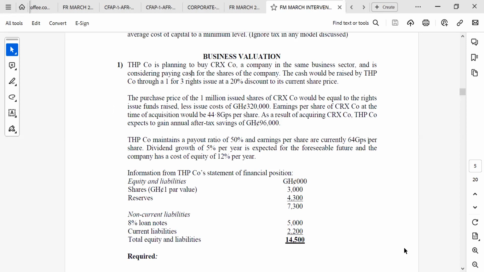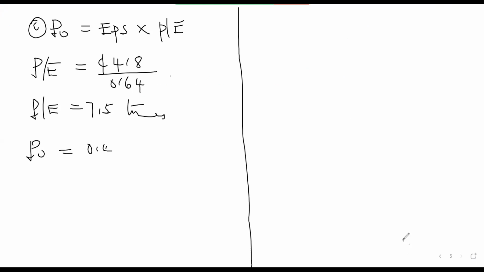$44.8. Okay, so that will be 0.448 multiplied by 7.5. What are we having? I'm having 3.36. Is that correct? Yeah. Okay. So what we do is that we adjust this by 80%.